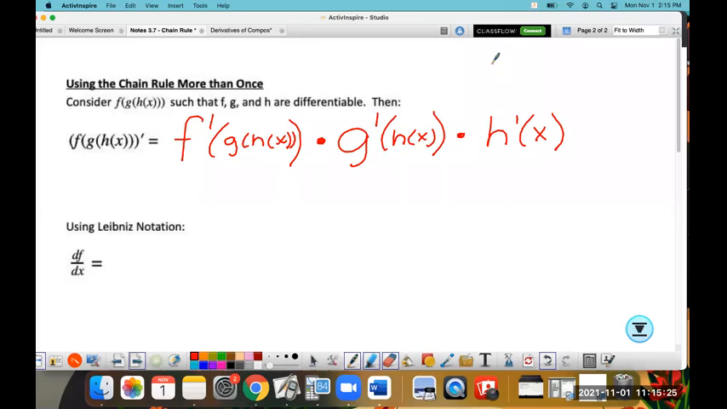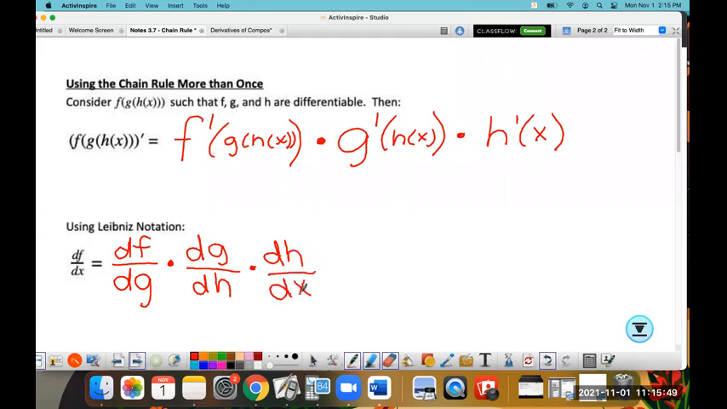Anyone want to take a guess as to what the Leibniz notation would look like? Nolan? Is it df over dg? Take the derivative of the outside function f with respect to g, and times dg with respect to dh. Yep, derivative of g with respect to h, since that's the function inside of it, and then times the derivative of h with respect to x. Yep, take the derivative of h, and technically x is the function inside of it.